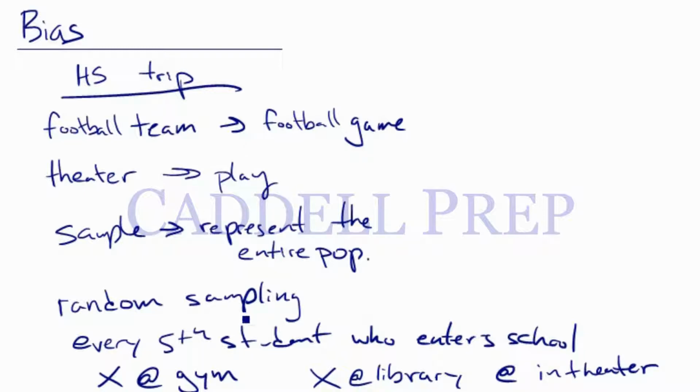Okay, but every student has to enter school. So if you ask every 5th student who enters school, then you have a very random sampling of all the students. Not every student has to go to the gym or is at the gym. Not every student is going to go to the library. And not every student is going to go to the theater. So if you choose something that everyone takes part in, such as entering school or entering the cafeteria, that'll be a random sampling.